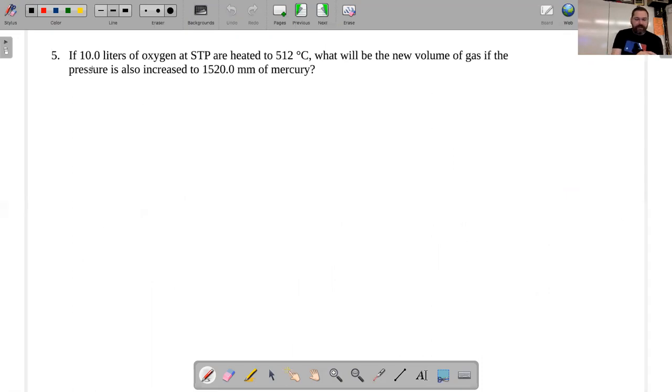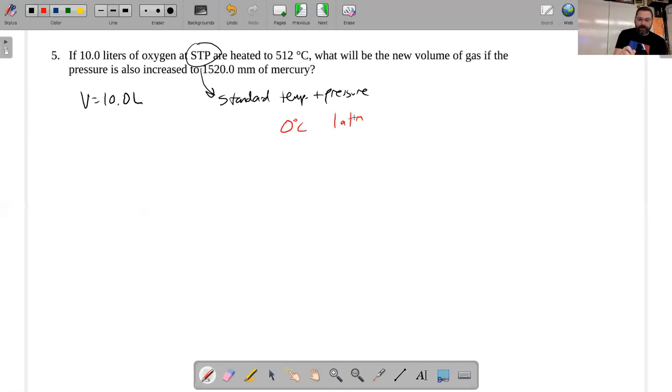So anyway, we got 10 liters of oxygen. It's heated. What's the new volume if the pressure is also increased? So this is some kind of a volume. Volume is 10 liters, and it's at STP. So STP stands for standard temperature and pressure. Standard temperature is 0 degrees Celsius. Standard pressure is 1 atmosphere.